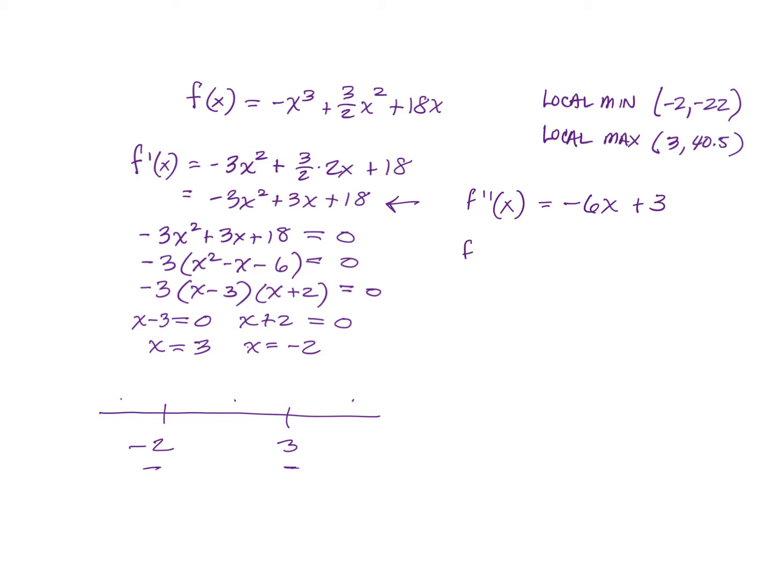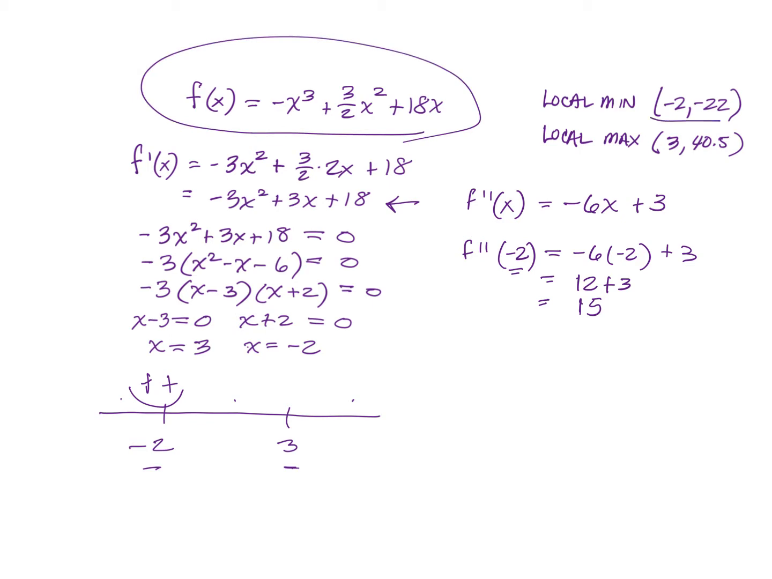So I'm going to find f double prime of -2, and I get -6 times -2 plus 3, and that is going to be 12 plus 3, which is 15. So that's a positive number, isn't it? So it's positive at that point, and so it's concave up, right? And so if we have a critical point where it's concave up, that means we have a local min, don't we? So we know we have a local min at -2, and we can find the y value by plugging -2 back into our original equation, and we get -22. So that's our local min.